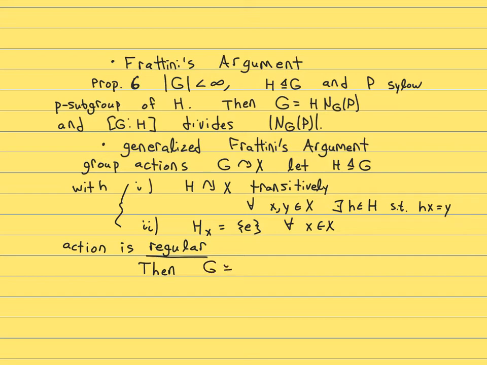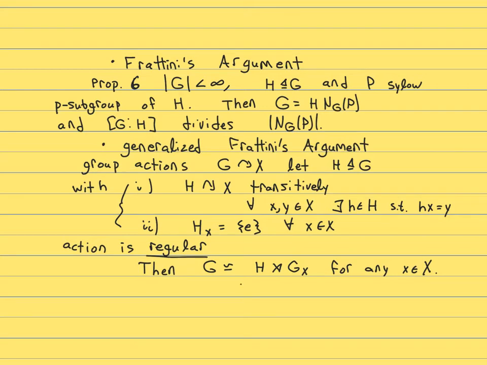Then G is isomorphic to H semi-direct product with the stabilizer in G of any point. So here's the outline of the video. First, I'm going to prove the generalized Frattini's argument, then show how you can use it to prove the original Frattini's argument, and then apply the original Frattini's argument to nilpotent groups to get another equivalent definition of nilpotent groups.